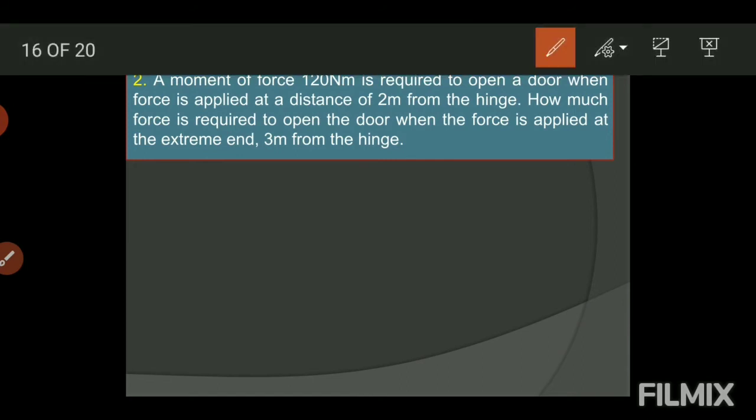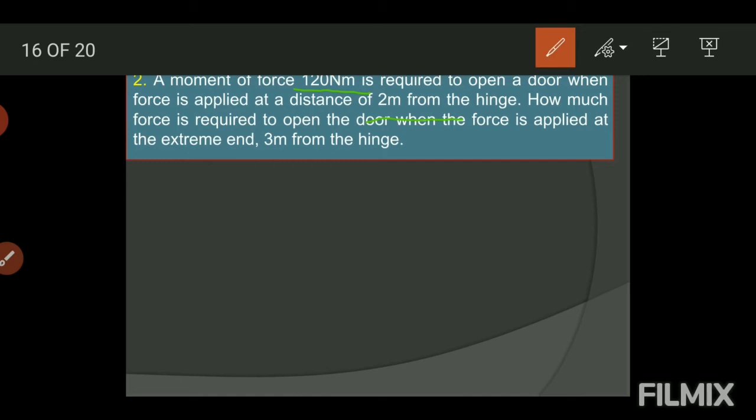In this question, children, you can see you are given the moment of force is 120 Newton meter, and that much force is required to open a door when the force is applied at a distance of 2 meter. How much force is required to open the door when the force is applied at the extreme end, that is 3 meter from the hinge?